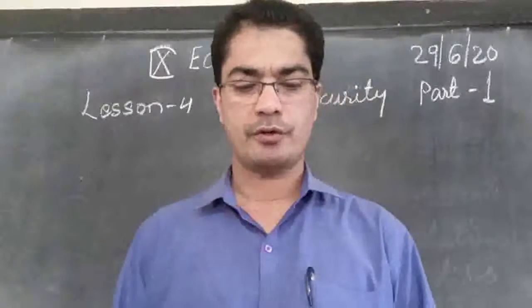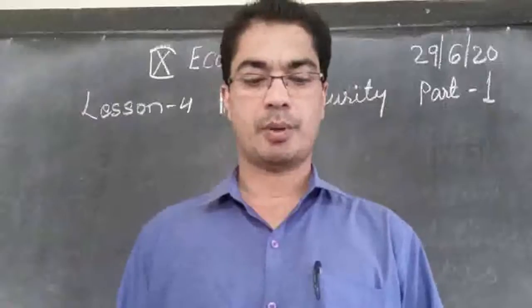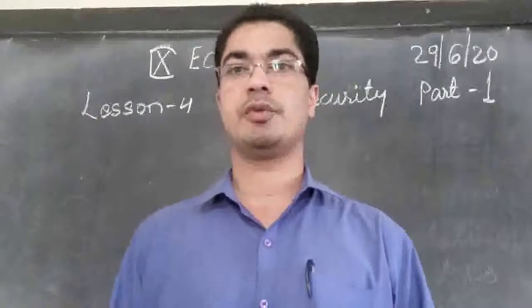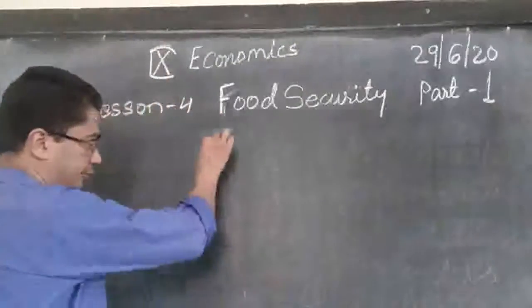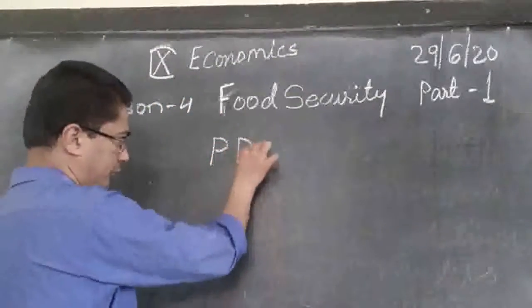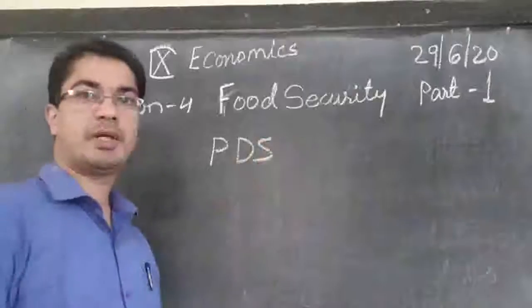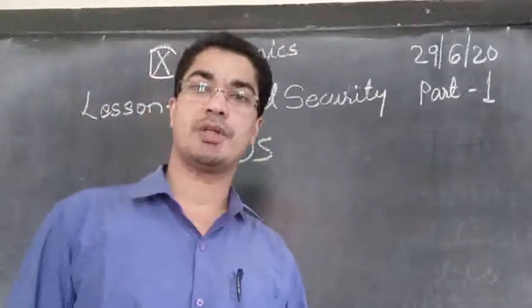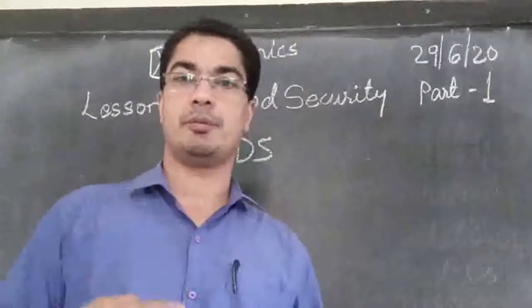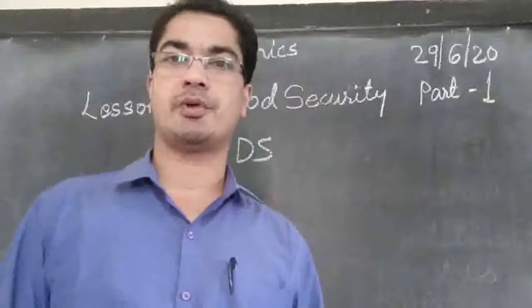And food security depends on the public distribution system. We'll be studying this lesson in detail, PDS, the public distribution system. That is one of the systems that the government is using to make food available at a cheaper rate to the people.